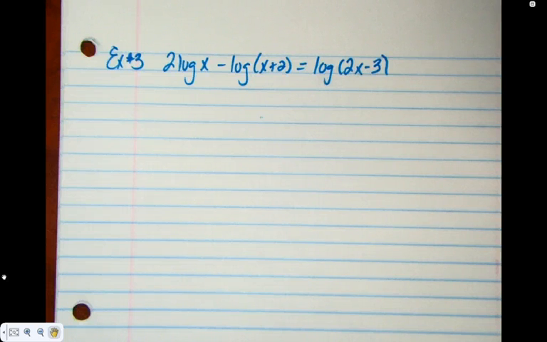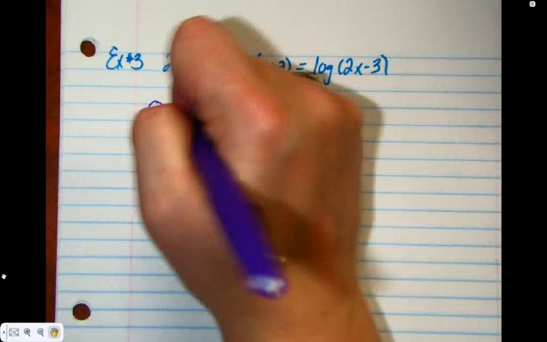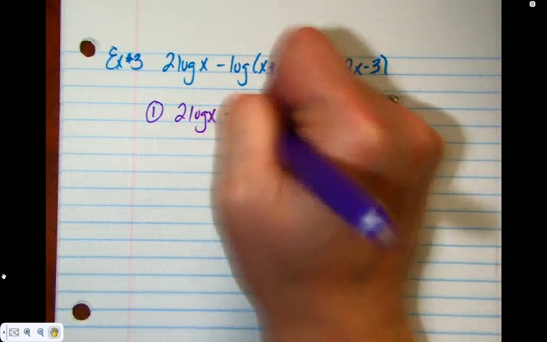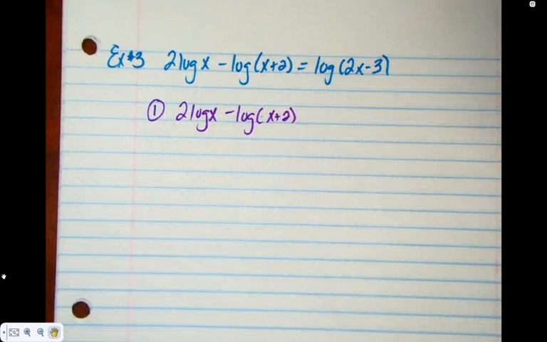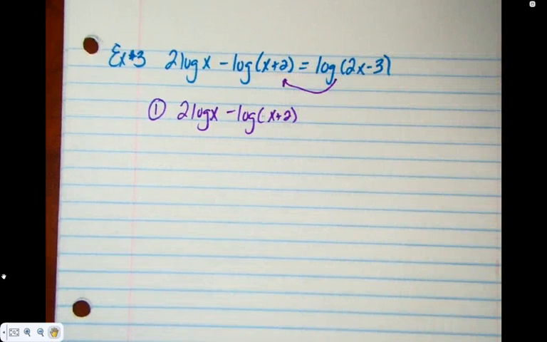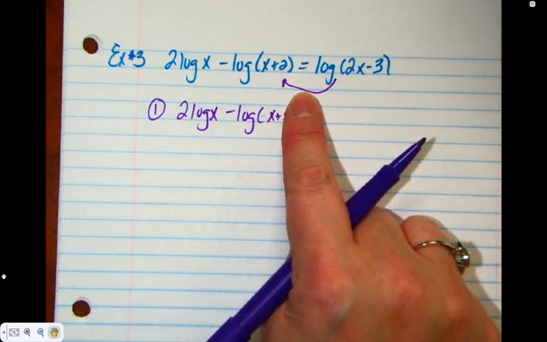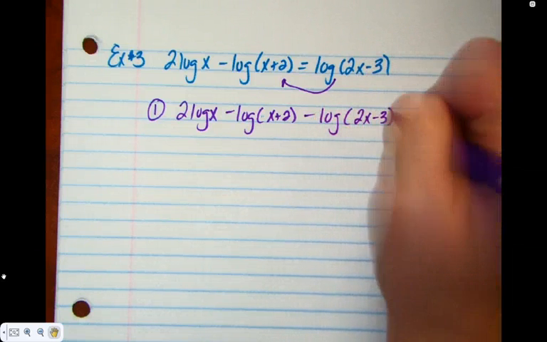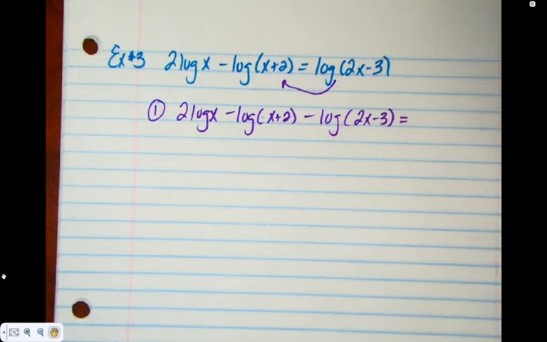So what do we do? Well, we go back to the steps. And I'm going to number the steps because we're going to have all 5 in this one. So step number 1 is we want all the logs to one side and we want anything without a log to the other. Do you want to move everything to the left or everything to the right? Completely up to you. It's not going to matter. Okay, so the 2 log x is going to stay. The minus log x plus 2 is going to stay. And all we're doing is moving this whole term over to the other side. So how do I get rid of a positive log 2x minus 3? So I subtract it. And what do I have left on the right-hand side? 0. I have a 0.